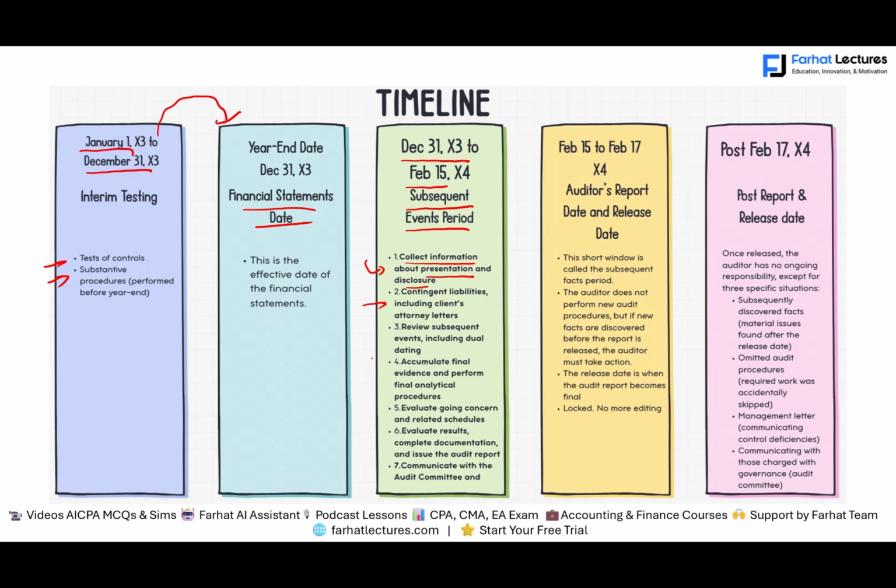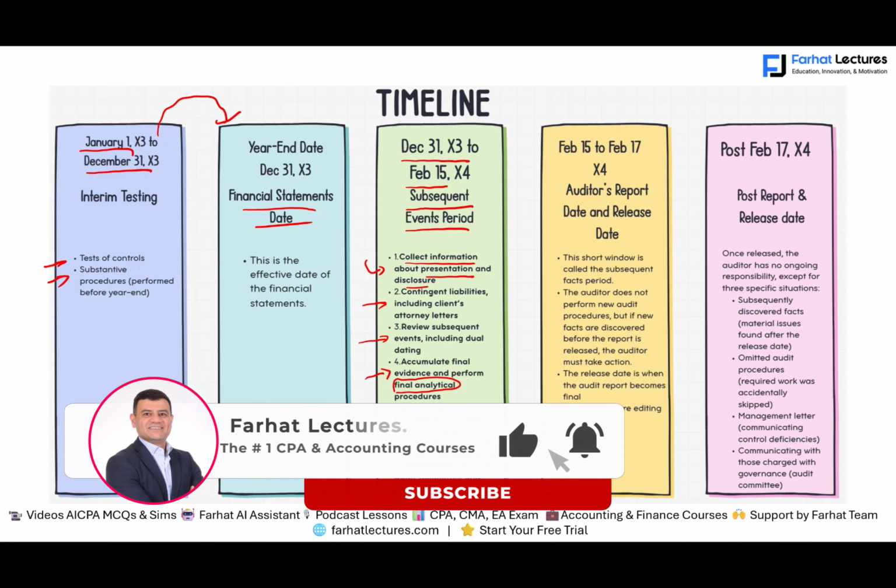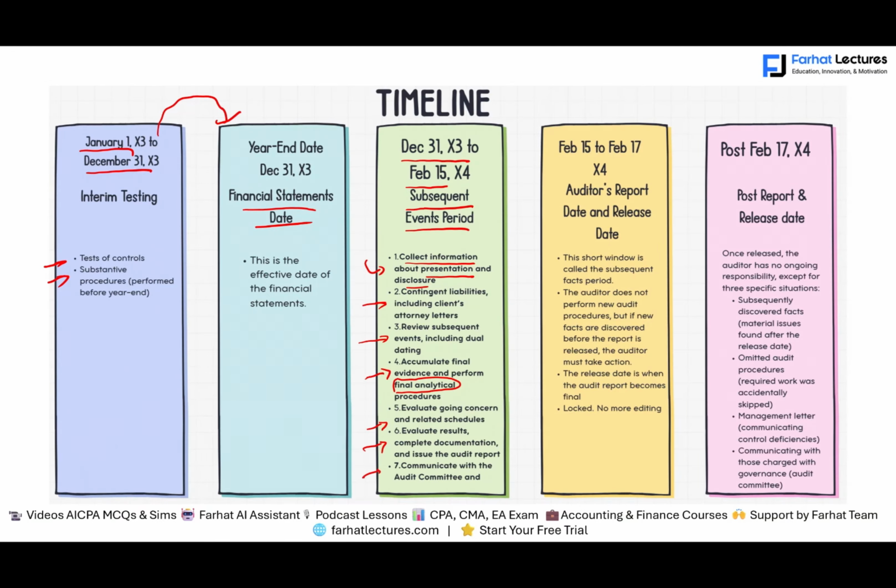Look at contingent liabilities, including the client's attorney letter, review subsequent events, accumulate final evidence and perform the final analytical procedures, evaluate going concern and related schedules. Now remember, we do analytical procedures during and at the end. Evaluate results, communicate with the audit committee. We do all of these things.